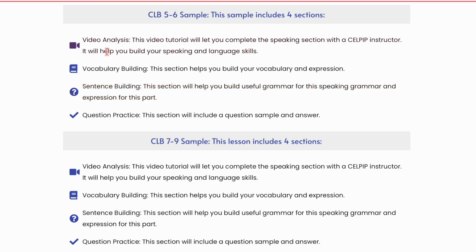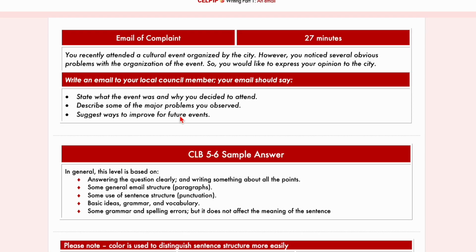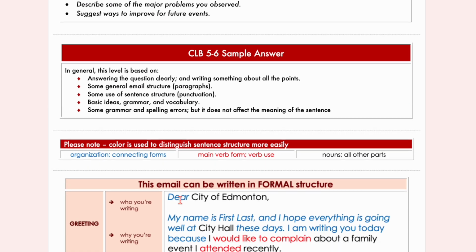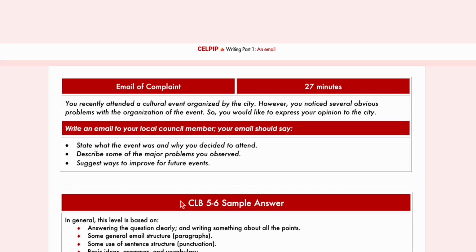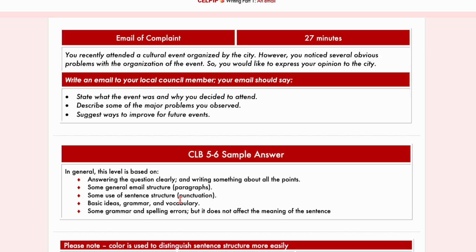Great, now let's get started with today's analysis. So then everyone, here we are in the question, okay? Again, this is a 5-6 sample answer. All right, we have our question, we have some tips here about writing 5-6, and then we have our sample answer. Let's build our sample answer.